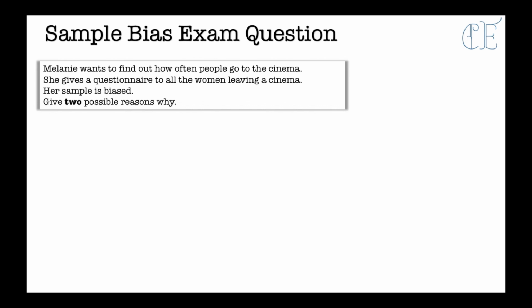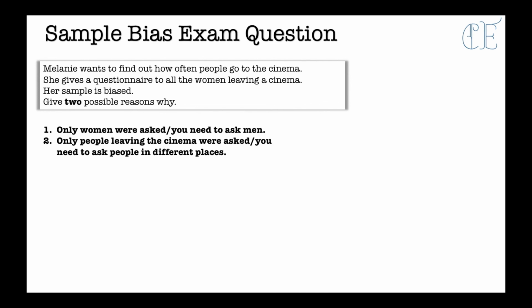In this question, Melanie wants to find out how often people go to the cinema. She gives a questionnaire to all the women leaving a cinema. Her sample is biased. Give 2 possible reasons. First of all, she's asking people leaving the cinema, so obviously they're more likely than not to be cinema goers. They probably go to the cinema more often than someone you might see outside John Lewis or whatever. You must ask people in different areas. You can't just ask people at the cinema because the question is how often people in general go to the cinema, and people in general don't always hang around outside cinemas.